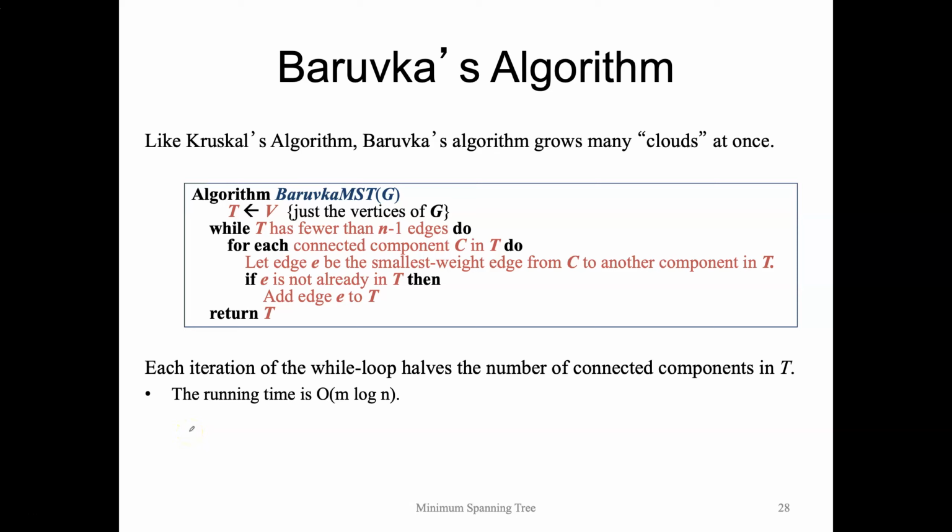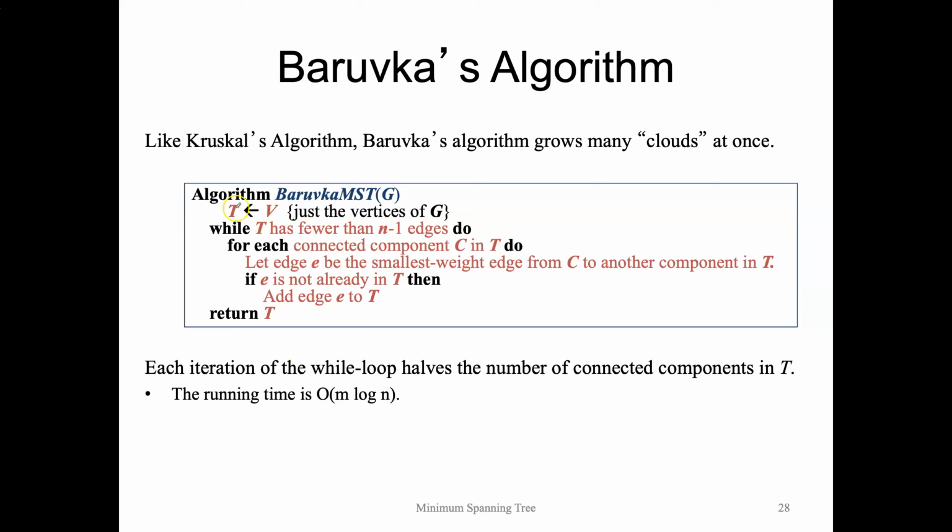The last algorithm for finding a minimum spanning tree that you'll see is Baruvka's algorithm. Now, both Prim's and Kruskal's algorithm use a priority queue, and with Baruvka's algorithm, we'll see that we don't need a priority queue or any other separate data structure like a cloud to keep track of different connected components. Now, it works similarly to Kruskal's in the sense that it grows many clouds at once and always chooses a minimum weight edge to connect those clouds.